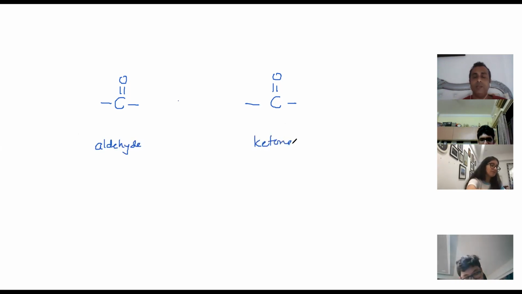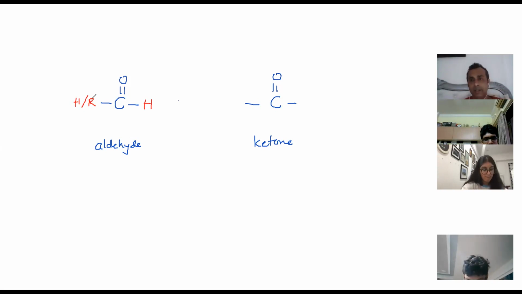Now we'll see what is the difference. In aldehyde, remember that one of the two bonds, these two bonds, at least one has to be hydrogen. Has to be hydrogen. Okay, this is fixed. So the other bond may be a hydrogen or may be an alkyl.